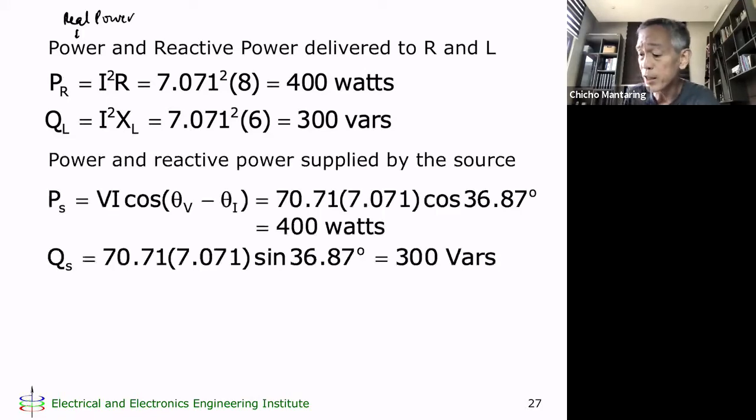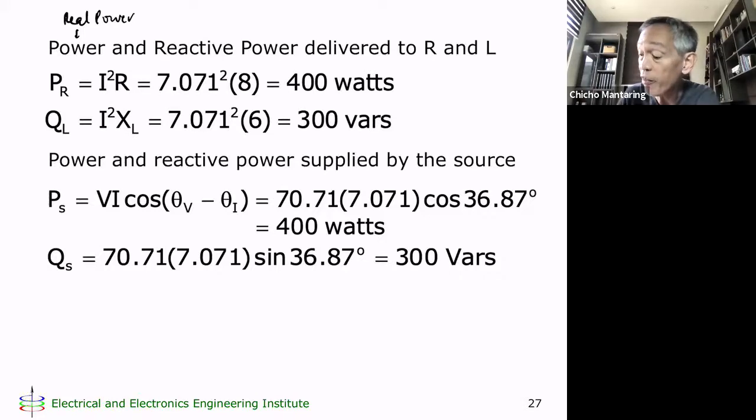What about the source? The source, I have to use the formula. Power delivered by the source is VI cosine theta V minus theta I, because all I know is the voltage and the current. And the reactive power delivered by the source is VI sine theta V minus theta I. So those are the formulas that I have to use.